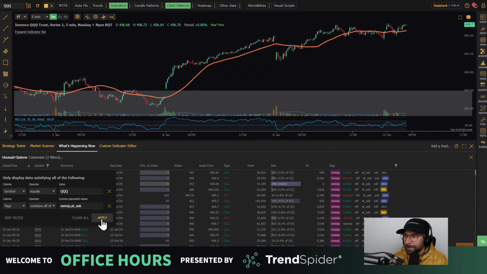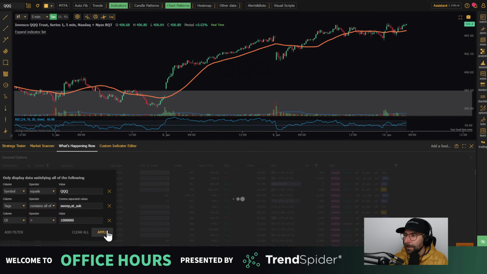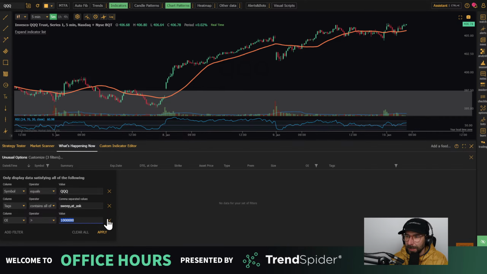So we filter by sweeps at the ask. You could filter by open interest greater than $1 million. Oops, no, sorry, I did this wrong. Premium. So premium greater than, maybe we'll say something smaller, $250,000.